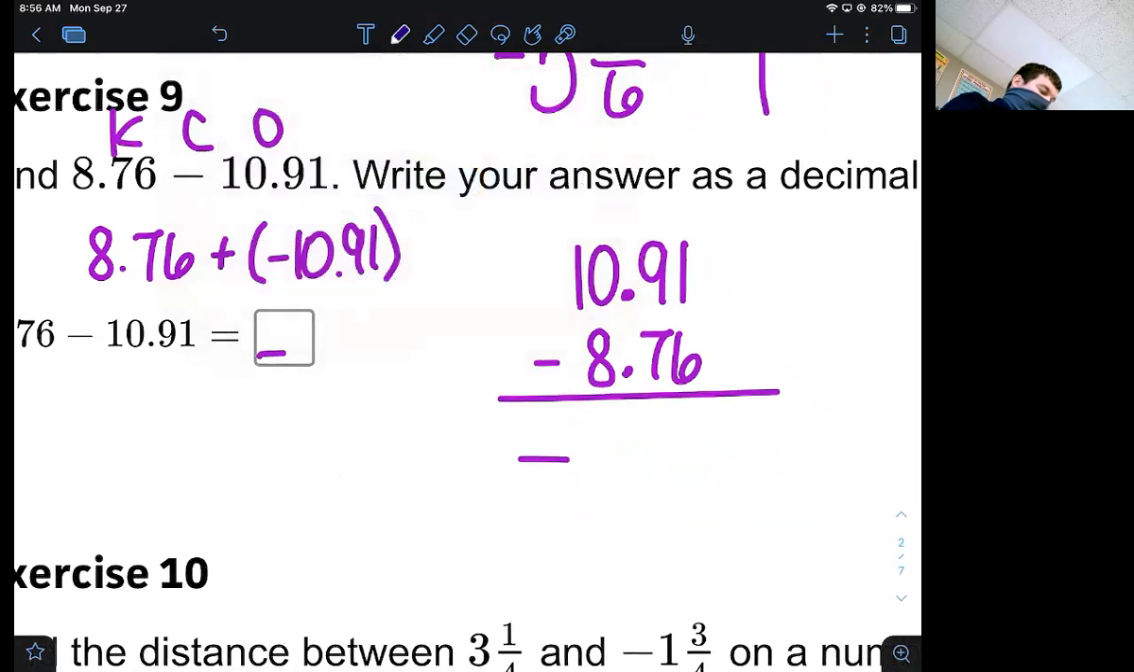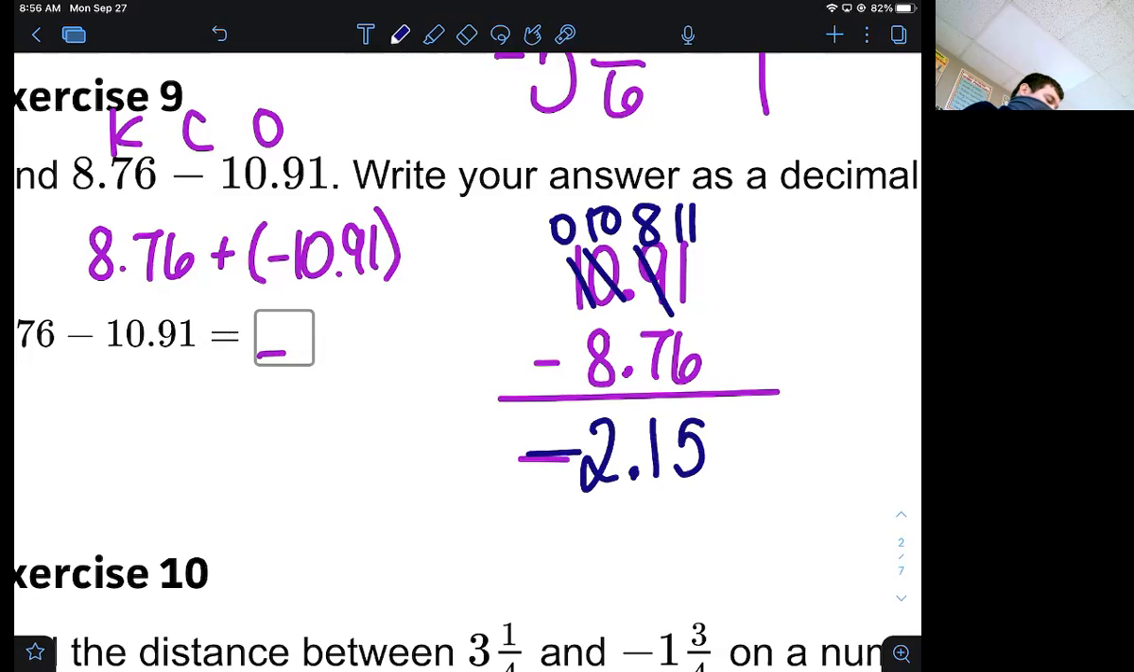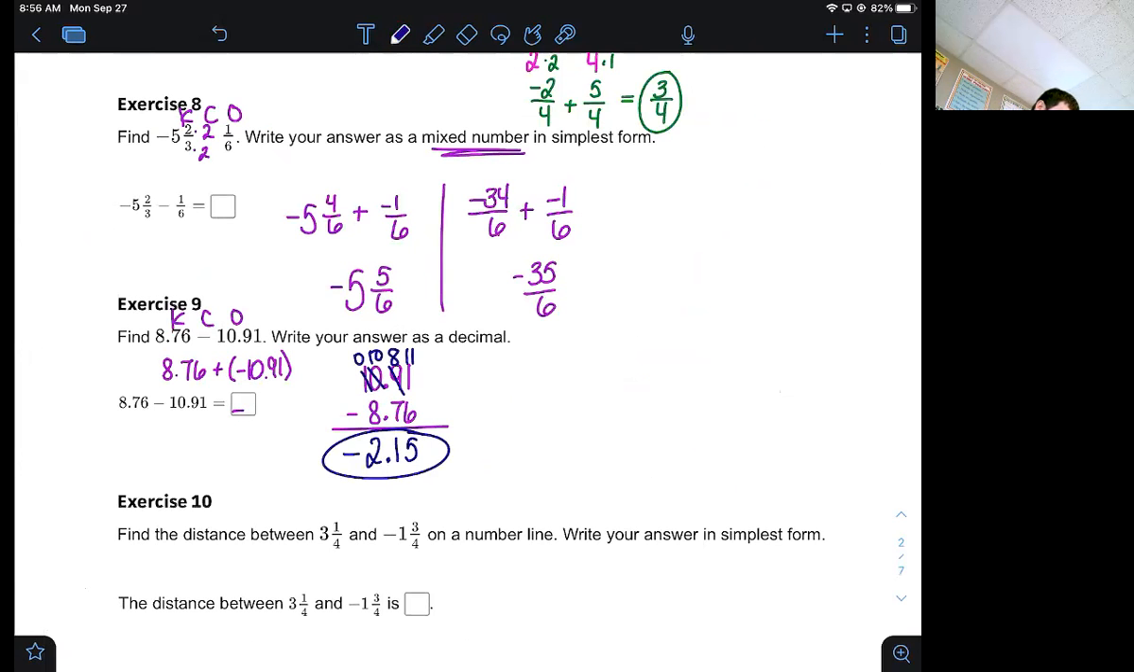Can't do 1 minus 6. So let's make it 11 minus 6. What's that? 5. 8 minus 7. 1. Decimal point. Make that a 10. We're going to borrow, make that a 10. What's 10 minus 8? 2. And so we get -2.15. The negative army wins by that much.